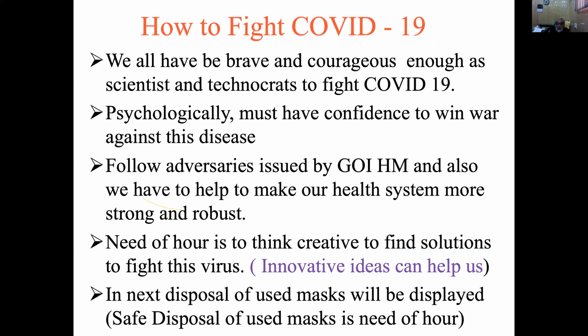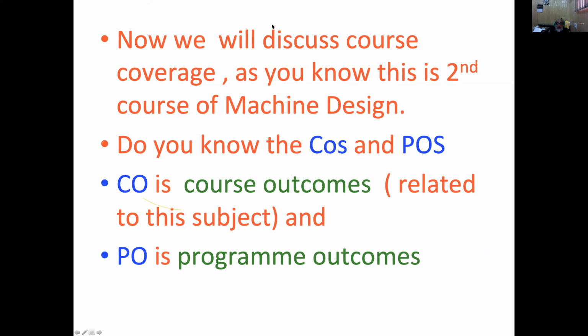So let me go to the first tutorial problem wherein I have already given you COs and POs. Now in this you can see the COs and POs. COs are course related, while POs are the program outcomes. CO is called the course outcome, related to the courses which you have studied or which you have to study in the next 4 semesters.